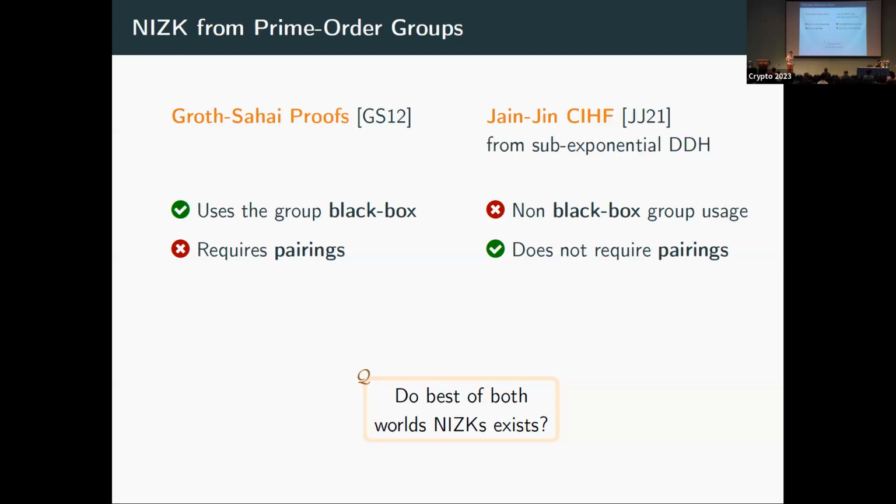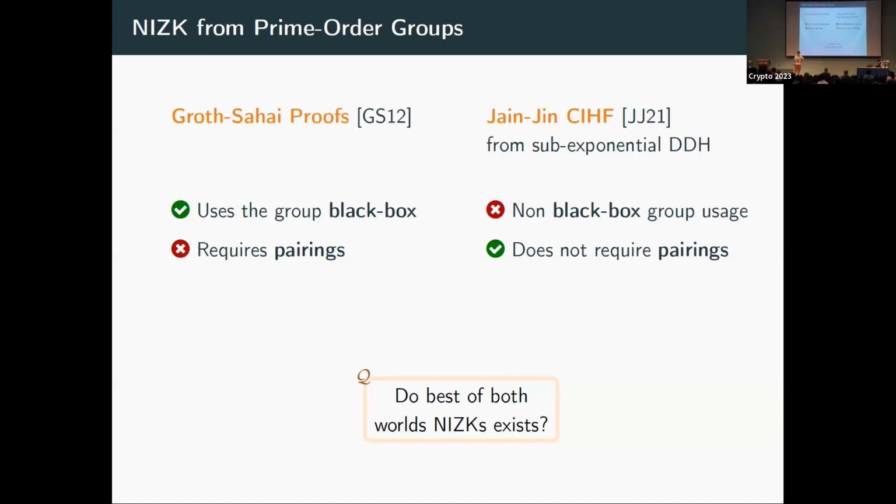prime order groups indeed. And for a very long time, the only constructions that were known in this setting were those coming from pairing equations, essentially Groth-Sahai proofs. Those proofs actually have a very nice feature, that is, they only use the group in a black box way. And this implies also that the NIZKs that come from this technique inherit nice homomorphic properties from the group. So for instance, we can re-randomize these proofs, or we can compose them or make statements about them.